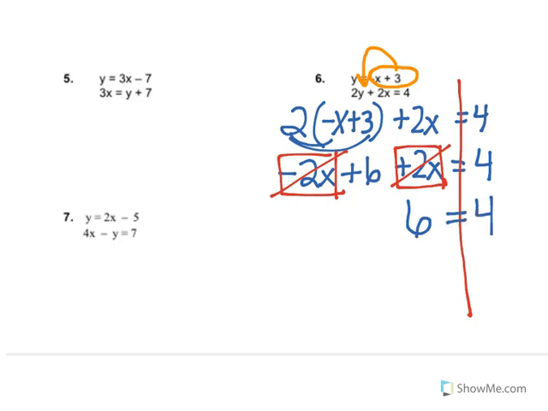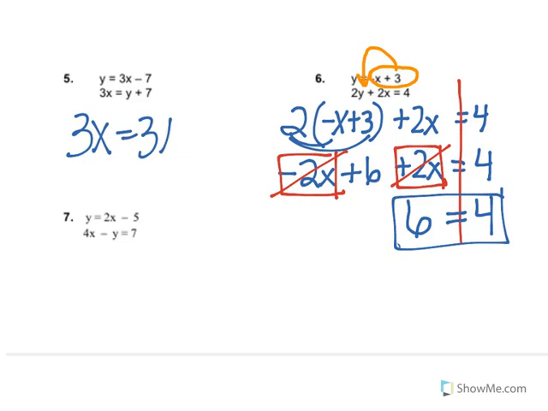Now I ask you, is the number 6 ever going to be equal to the number 4? No, that just is not going to ever happen. It's impossible. So if you ever get to this situation, remember over here we had two things that looked exactly the same, infinite solutions.